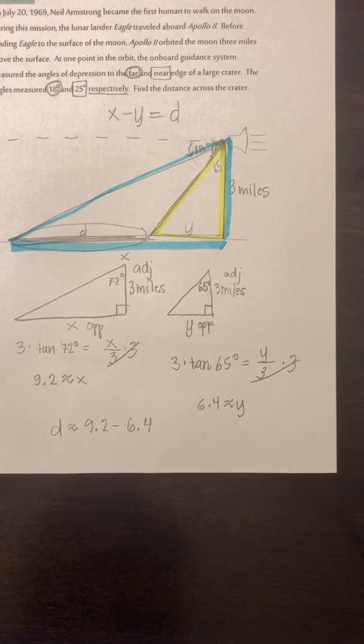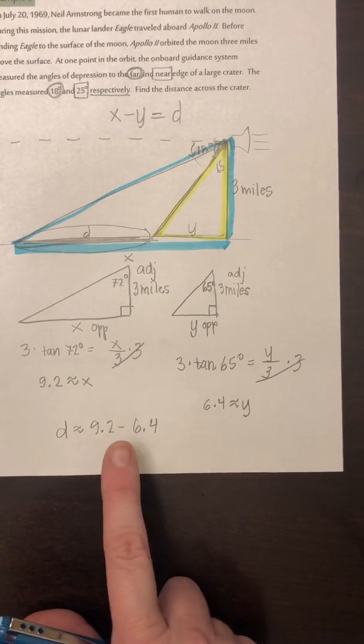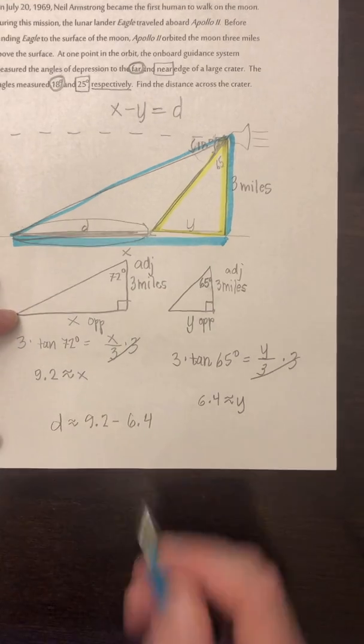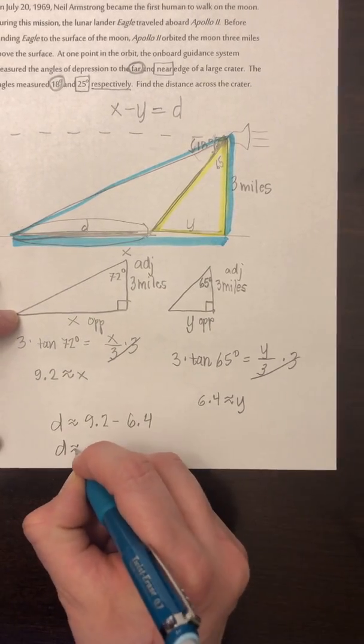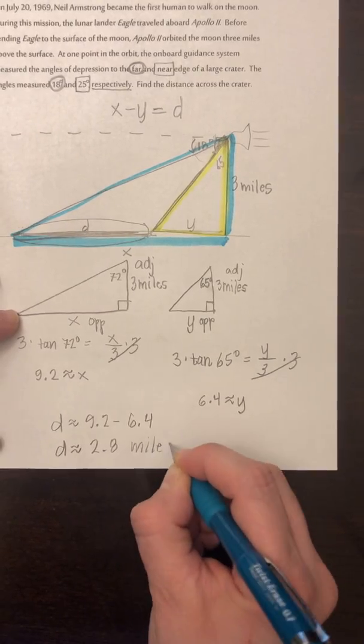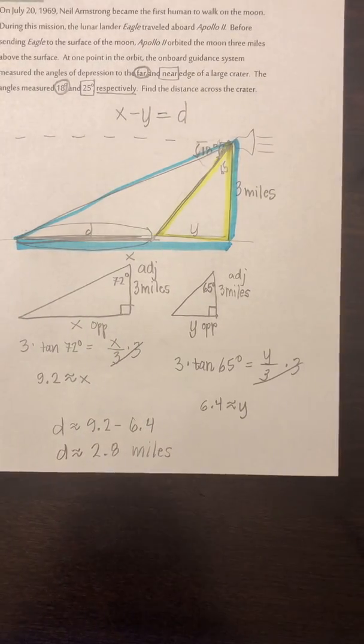Now you might be wondering why I'm still using the approximate symbol, and the reason for that is because I'm using values that have been rounded. So these are not exact values. So I'm going to continue to use that approximate symbol, and I'm going to find that the distance across the crater is 2.8 miles. That is a very, very wide crater.